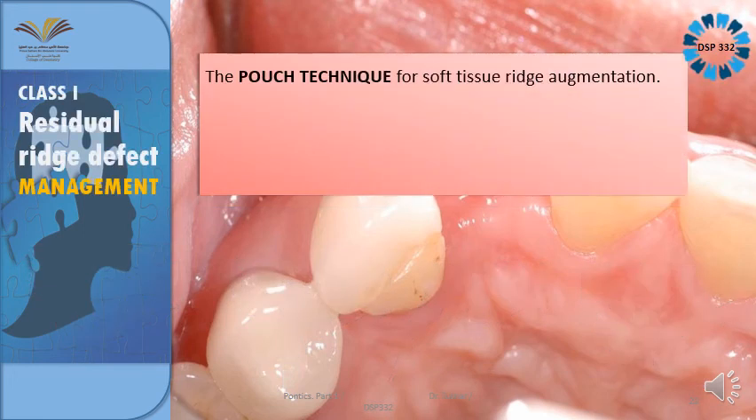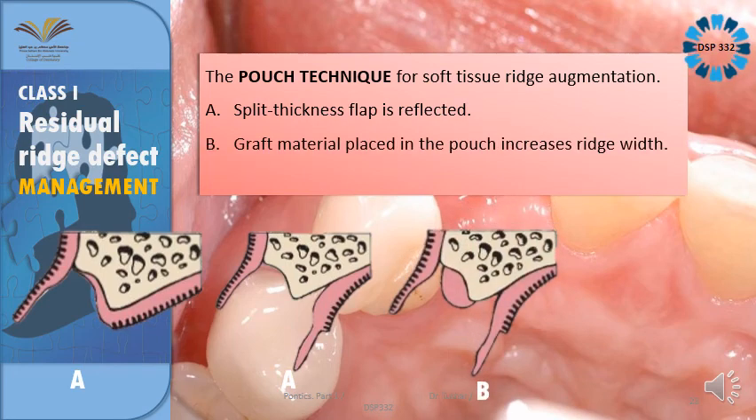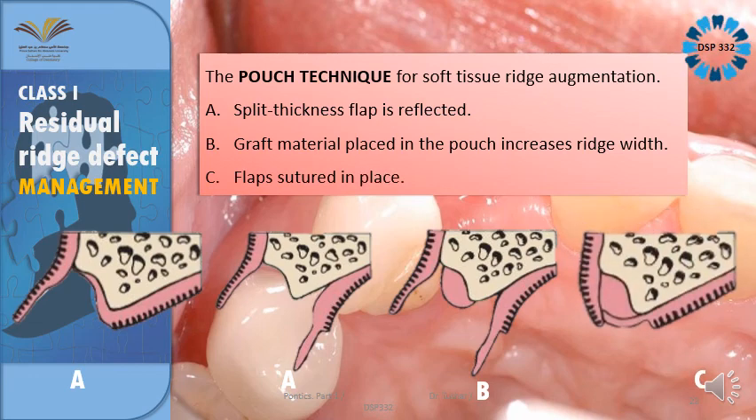Now coming to the pouch technique. This is another technique. A split thickness flap is reflected. Graft material is placed into the pouch. Now this is the graft material. You can use an allograft, any graft, whatever graft you want to use. And then the flap is sutured back. This is again going to restore your faciolingual dimension. So these are the two techniques. One was the roll-on technique, the second is the pouch technique, to manage a class 1 ridge defect. Understood?